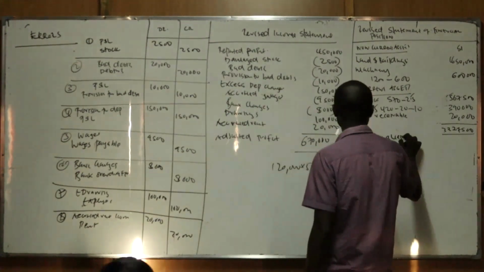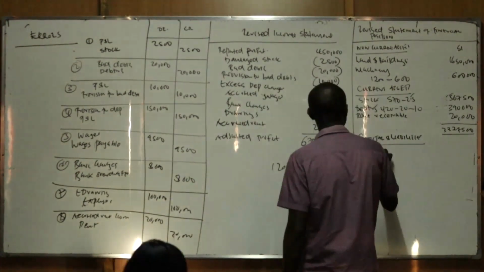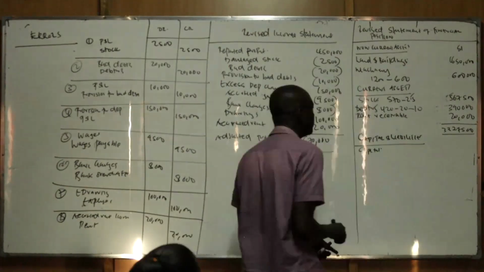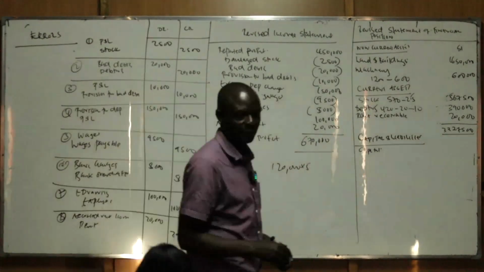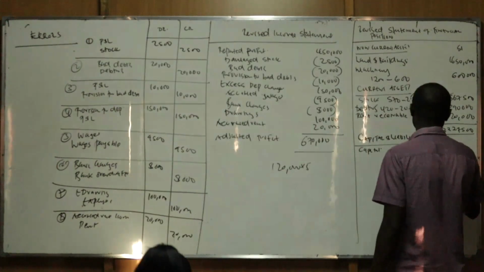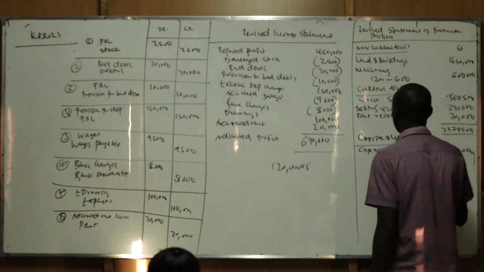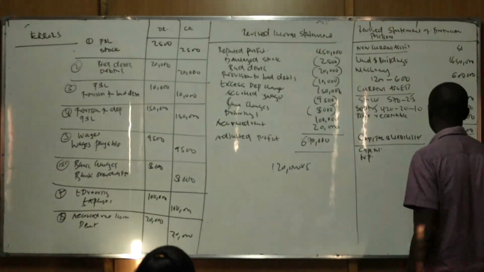And then here we come to capital and liabilities, correct? So we had capital. What is the value of capital? Capital had no problem. 1,890,000. Then we have the net profit now. This net profit 670, isn't it?